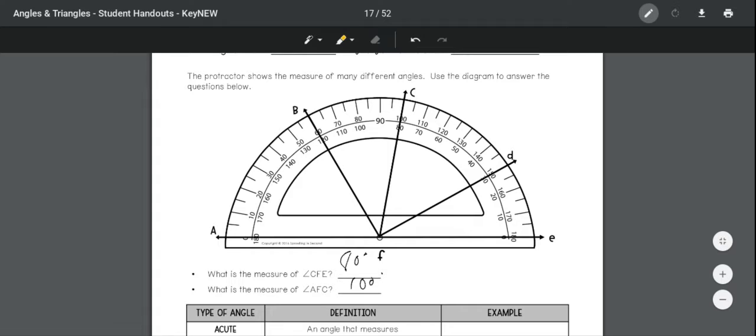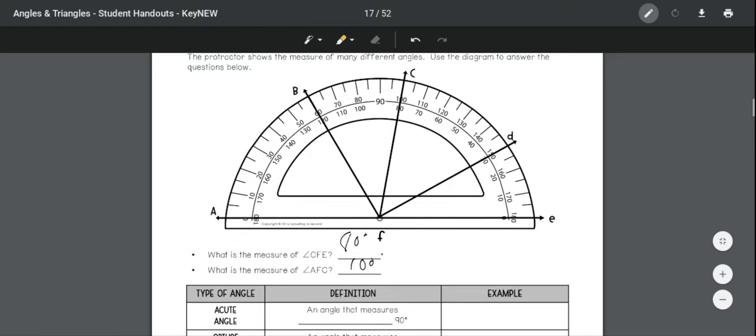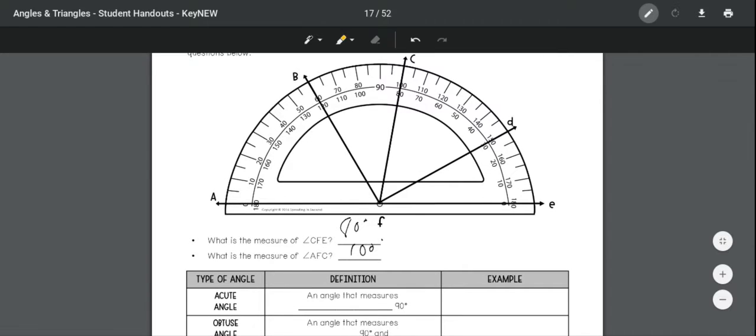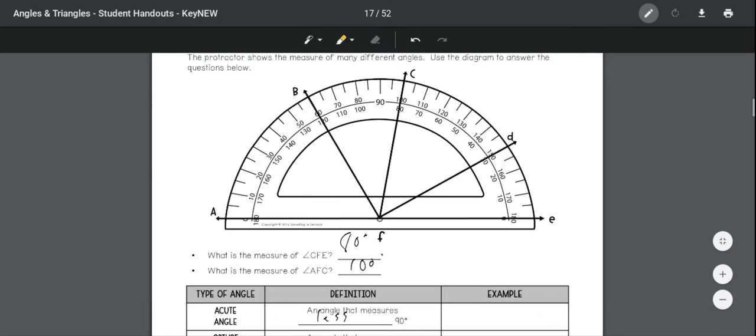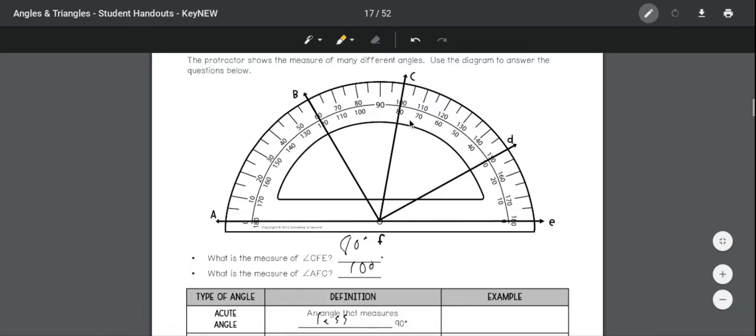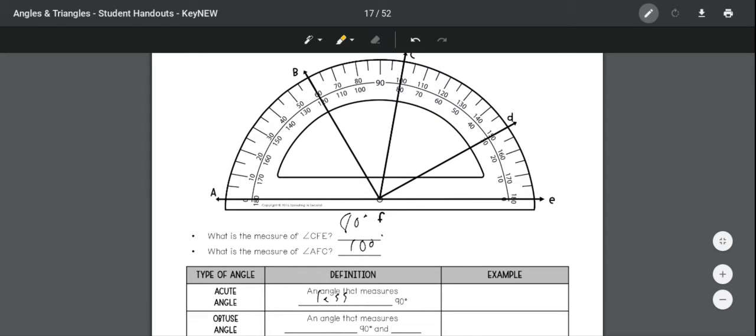Okay, so now different types of angles. Most of these you should be familiar with. So an acute angle is an angle that measures less than 90. And you should be able to find about 5 different ones on here. If you look at, here's angle DFE, or you can say EFD. It doesn't matter. And I'm going to use the little angle symbol, DFE. Okay, and that angle is 30 degrees.